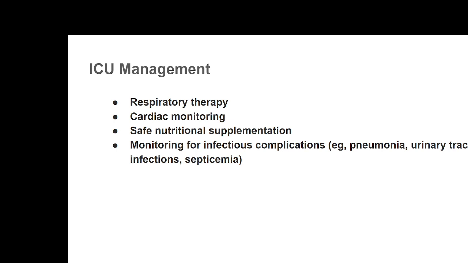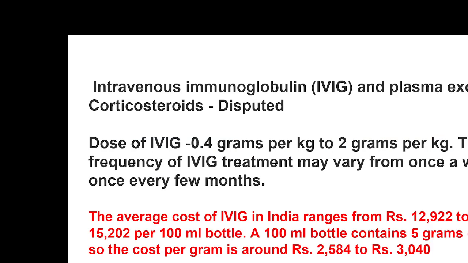Now, once the patient is shifted to the ICU, the management would be respiratory therapy to keep the patient ventilated, cardiac monitoring, and nutritional supplementation. These are the basic issues of the treatment. Once the patient is in the ICU, there is always a higher chance of infectious complications, and that has to be monitored and treated. There is no specific curative treatment for Guillain-Barré syndrome in the ICU; the ICU is only to keep the patient alive till he recovers.